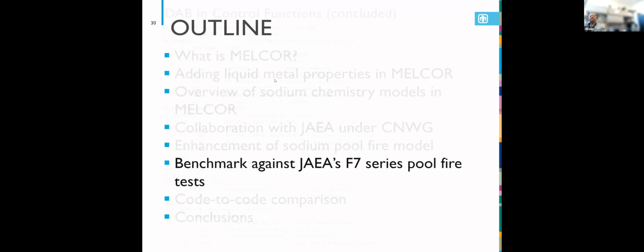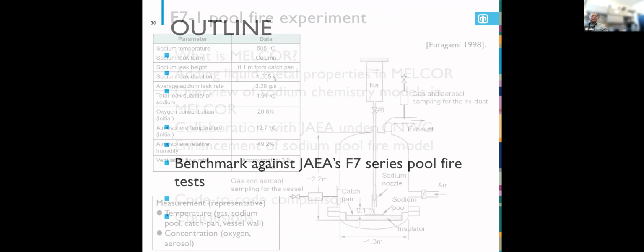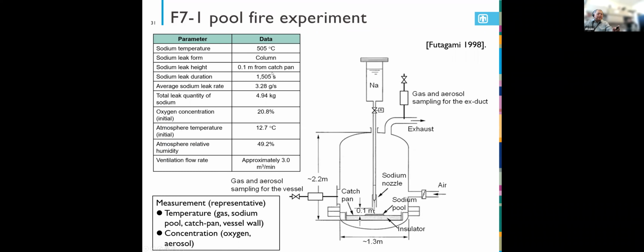Now talking about the benchmark. Oh, I have 5 minutes. Okay, here's the experiment, the F7-1 from JAEA. Basically, it's a 3 cubic meter cubic chamber called FAB. Basically, air comes in at the same rate as going out to the top here. Sodium comes from the top and sprays from a drop height of about 0.1 meter to form a pool, in a catch pan here.